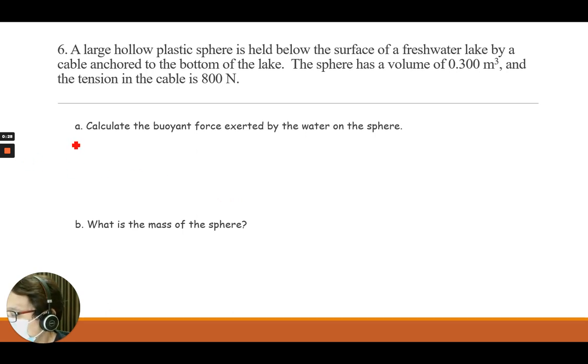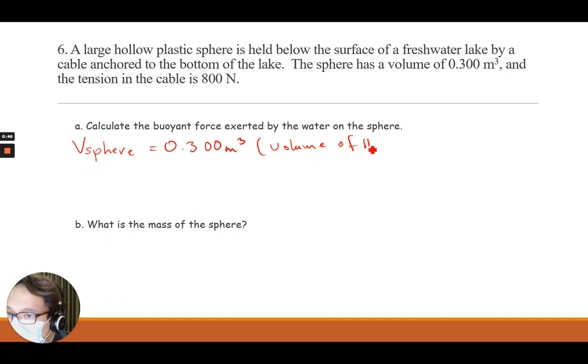Okay, so we are given the volume of the sphere. This is equal to 0.300 cubic meter. If this is the volume of the sphere, this would also be the volume of water displaced. This is Archimedes' principle. It says calculate the buoyant force. We know that the buoyant force can be computed from the mass of the water that was displaced.